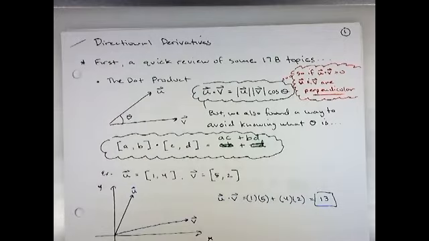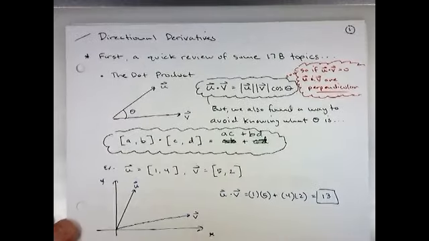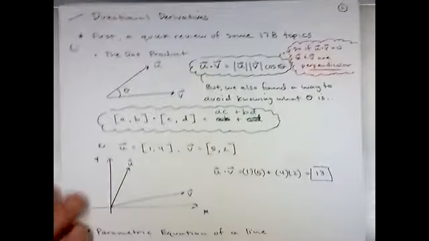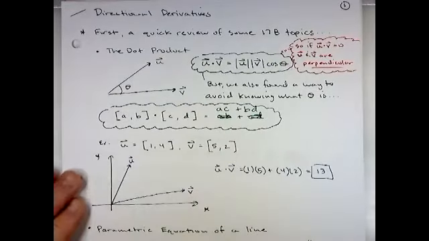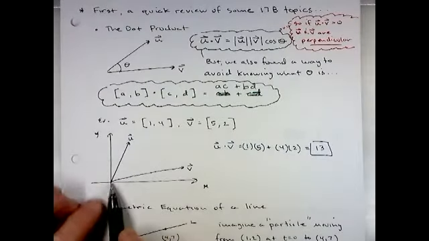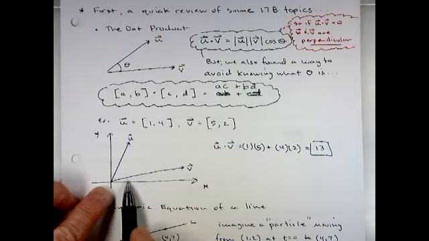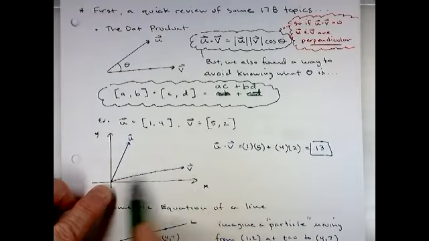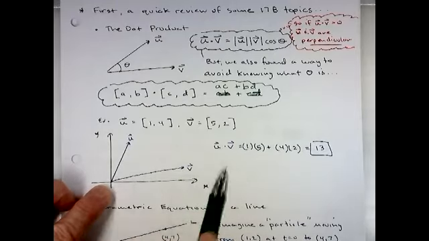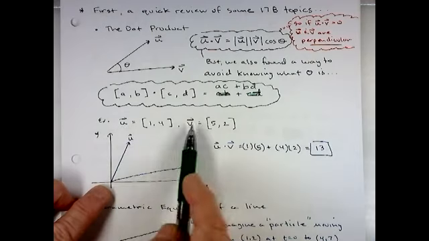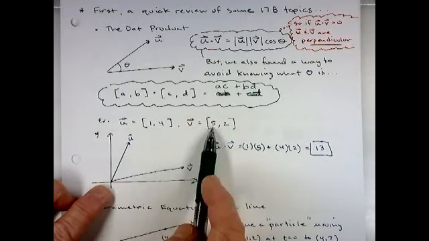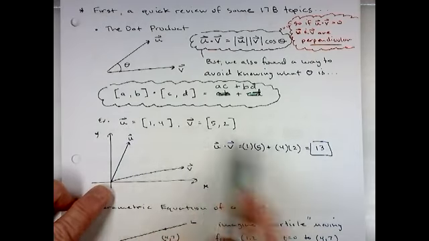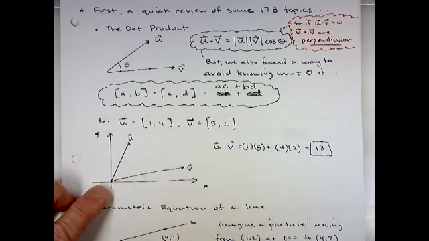Okay, so for example, if I had u equaling (1, 4), so that vector would be over 1, up 4, and v equaling (5, 2), which is over 5, up 2. So there's definitely an angle between them, but we don't need to know it. The dot product of u times v is 1 times 5 plus 4 times 2, which is 13.